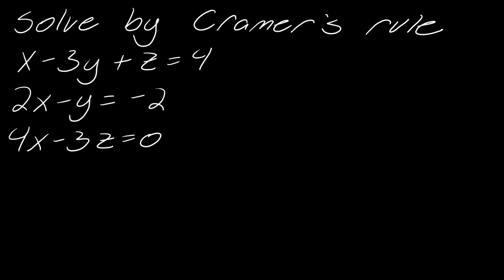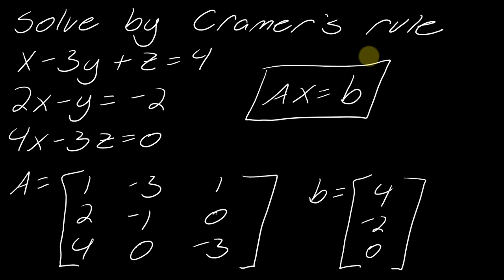So for this system, remember that most systems can be written in this form AX equals B, where A is our coefficient matrix. I'm going to take all the coefficients that I see here and put them in my matrix A. For X's I have 1, 2, 4. For Y's I have negative 3, negative 1, and then there are 0 Y's here, so negative 3, negative 1, 0. And for my Z's I have 1, 0, and negative 3. The other thing I'm going to need is the B column, which is the answers: 4, negative 2, 0.